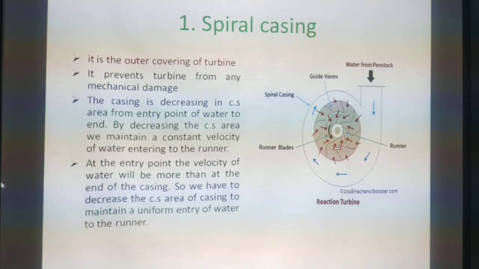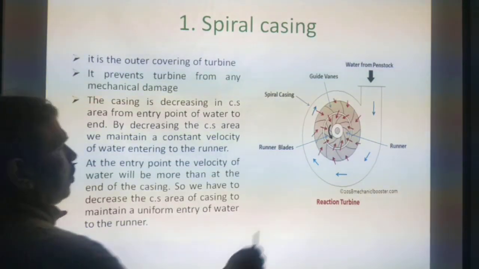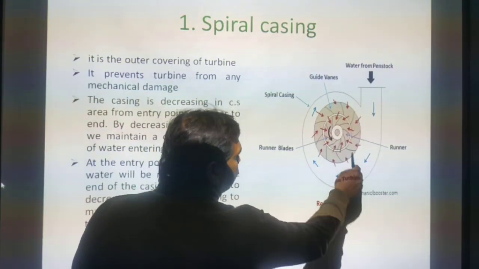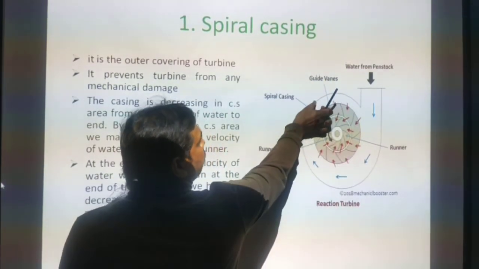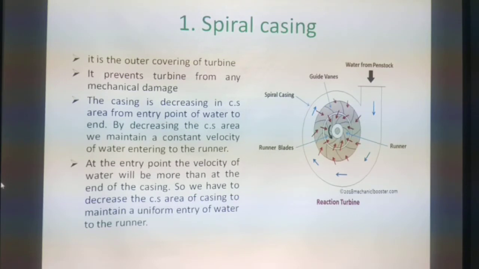Next, we will discuss the spiral casing. It is the outer covering of the turbine. It prevents the turbine from any mechanical damage, and the spiral casing decreases in cross-sectional area. Here you can see that at this section, the cross-sectional area of the spiral casing is much larger than at this section. So the casing decreases in cross-sectional area from the entry point of water to the end. By decreasing the cross-sectional area, we maintain a constant velocity of water entering the runner.